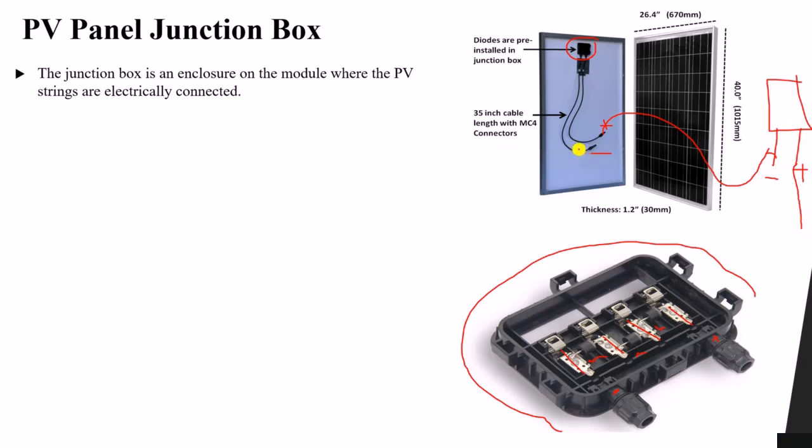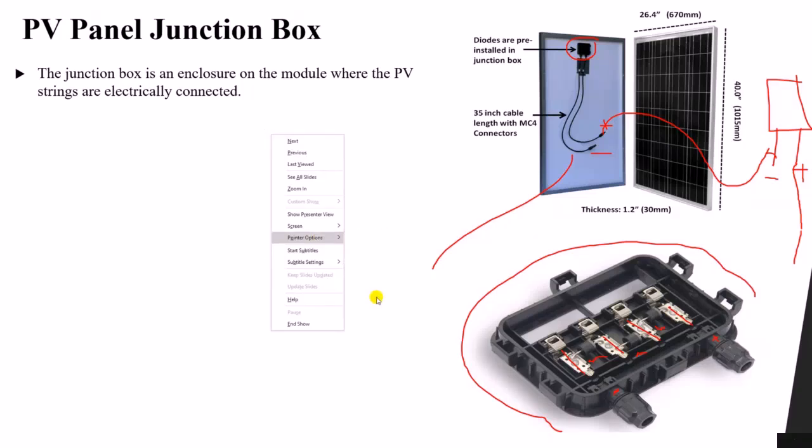So we will have in the end two terminals, as we discussed before, when we learned how to connect strings or panels in series. By using the junction box, the two terminals, we use them with MC4 cables or connectors. We can connect between panels in order to form strings.